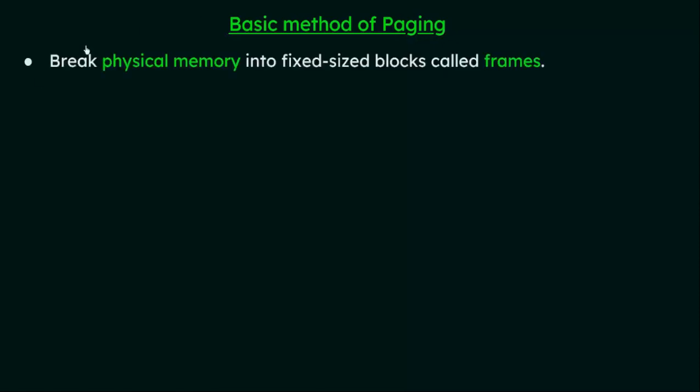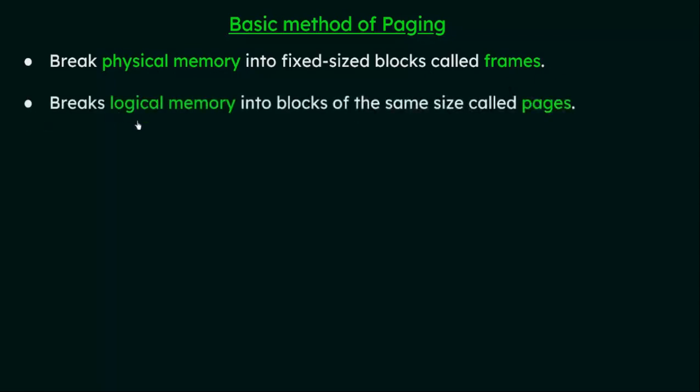First of all, in paging, we break the physical memory into fixed blocks called frames. The physical memory or the main memory that we have is broken into several fixed size blocks or partitions, and we call them frames. Then we also break the logical memory into blocks of the same size called pages. When I say logical memory, just think about it as the memory of the processes. So keep these terms in mind, these are very important. In case of logical memory or processes, the blocks are called pages, and for physical memory, they are called frames.